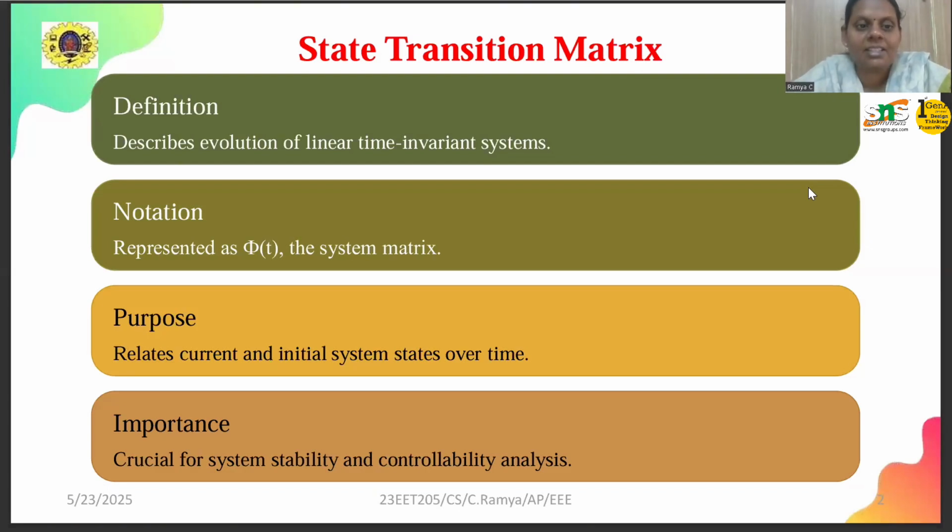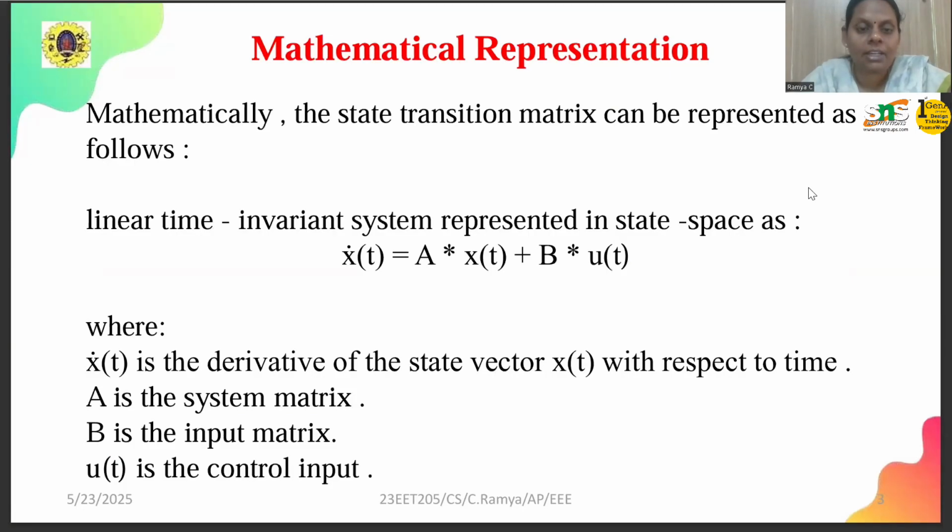State transition matrix, we can define it by means of how the system state evolves from the initial conditions over time. It connects the system's present states to its initial states under zero input conditions. So in simpler terms, it tells us, given where the system started, where it is now. And it's essential for analyzing the system behavior, especially for assessing the stability, controllability, and responses over the time period. And in the next slide, we are going to see the mathematical representation.